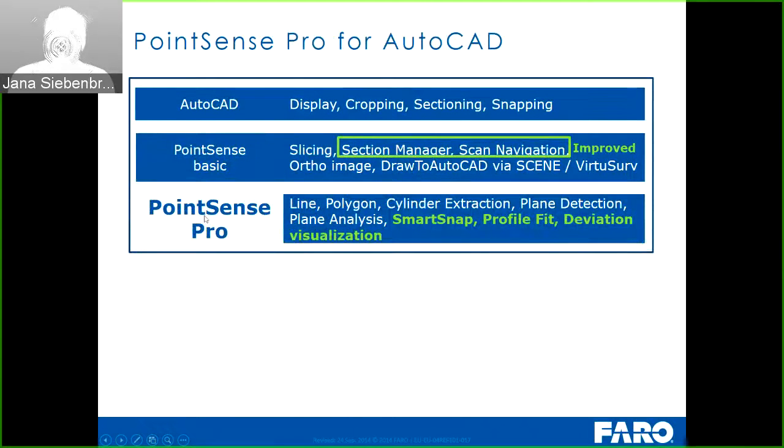We have in PointSense Pro some additional features, like feature extraction for lines, polygons, planes, and cylinders, and we also have some analysis tools in PointSense Pro. And as new features, we have added to PointSense Pro the Smart Snap feature. You will learn about it in a few minutes. And we also added the fit profile feature and some deviation visualization.